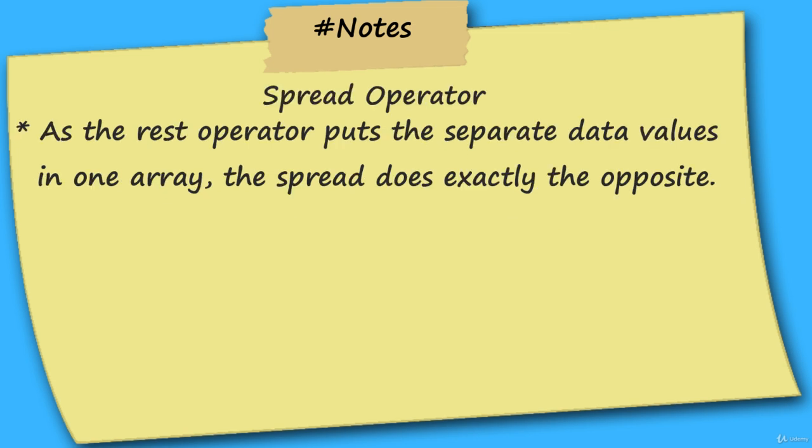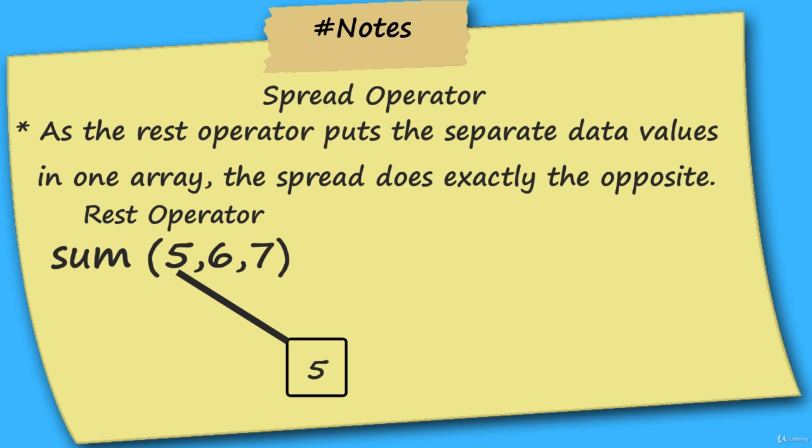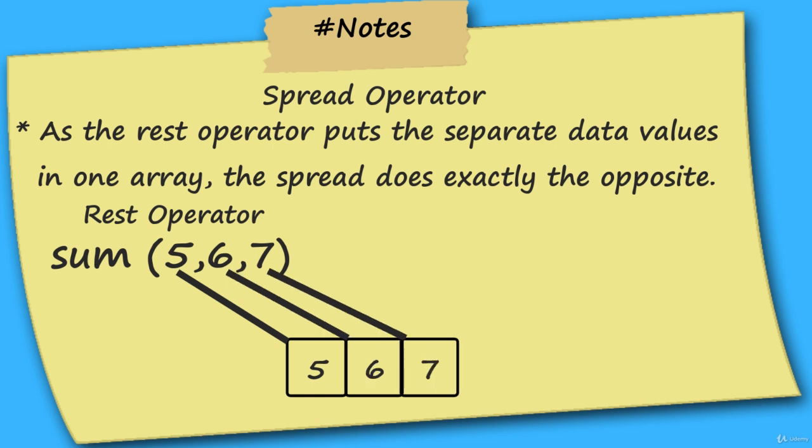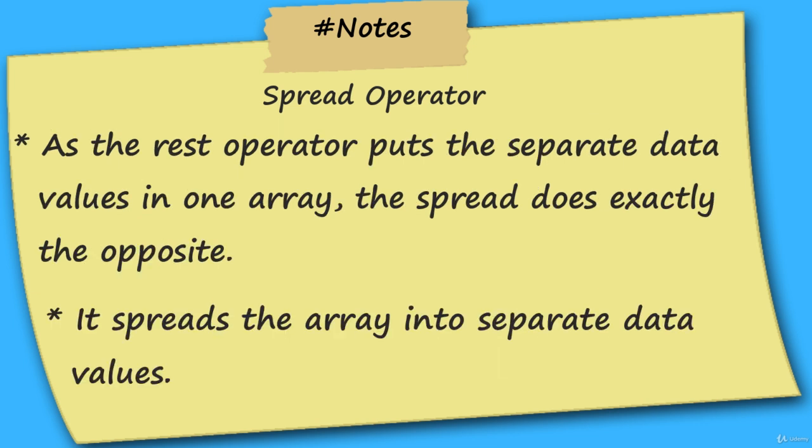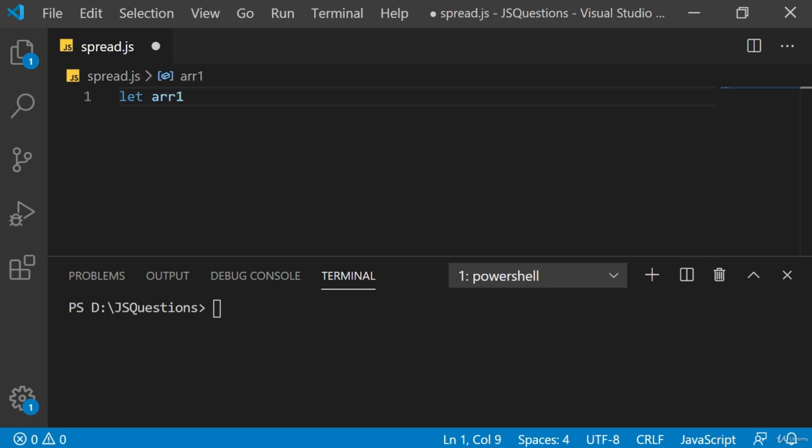Now let's talk about the spread operator. As the rest operator puts separate data values in one array, the spread does exactly the opposite. It spreads the array into separate data values. Let's try one more practical example to understand this. I'm creating one array here. Let's say let ARR1 is equal to, I have a few values, let's say 1, 2, 3, 4 and 5.